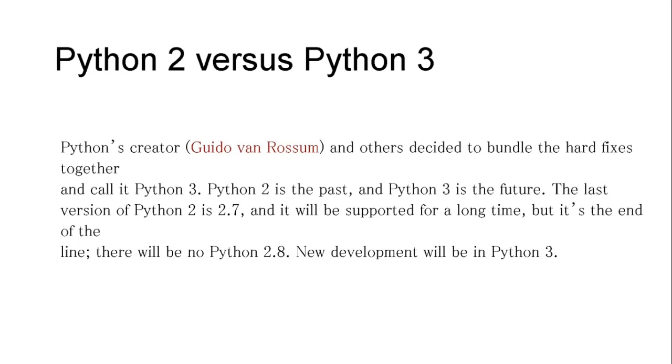The last version of Python 2 is 2.7 and it will be supported for a long time, but it is the end of the line. There will be no Python 2.8. New development will be in Python 3. If you have been using Python 2, Python 3 is almost identical. The most obvious change is how to call print. The most important change is the handling of Unicode characters, which is covered in the next lecture.